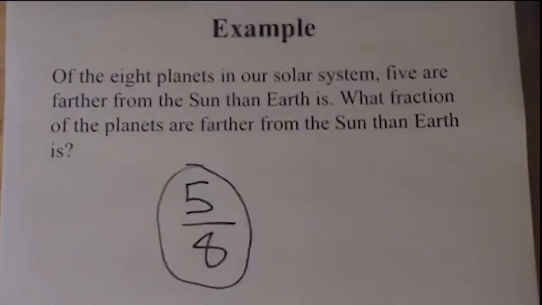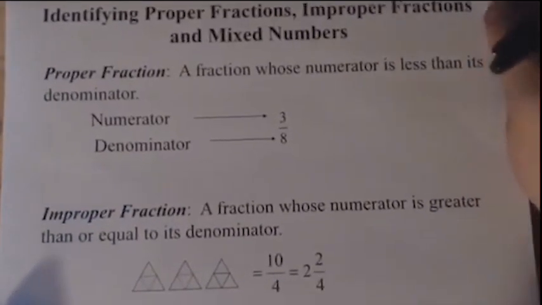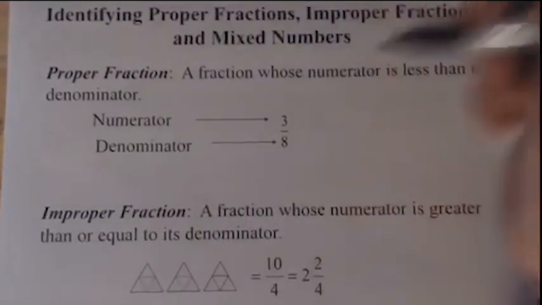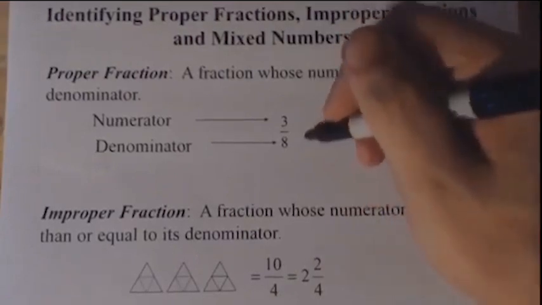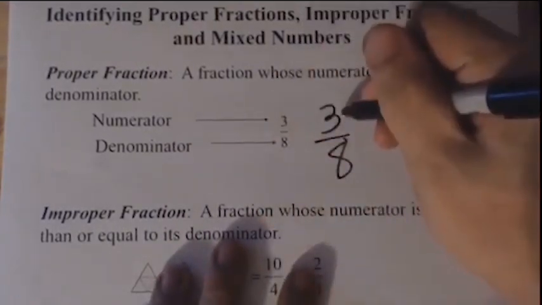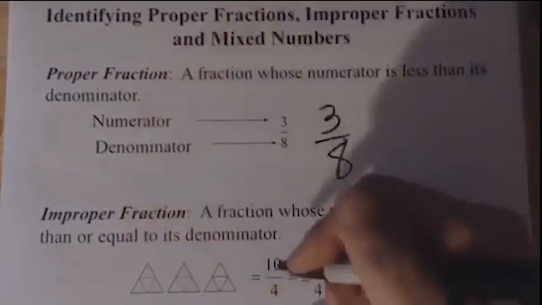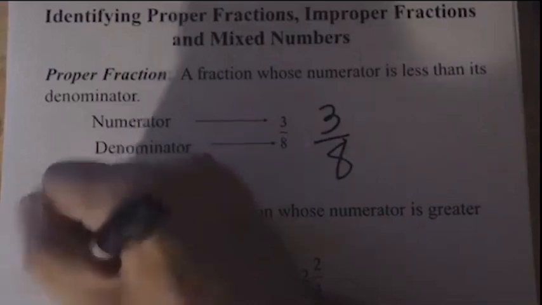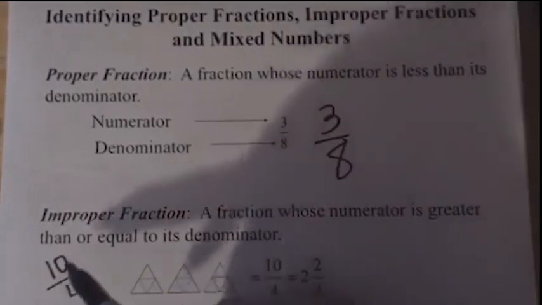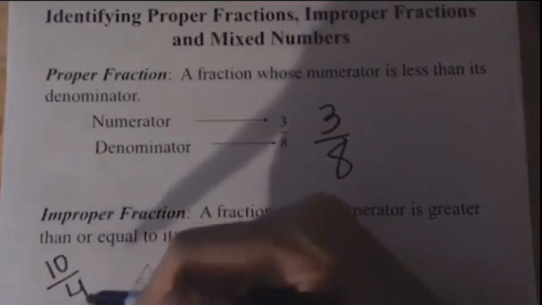Okay, now let's talk about the difference between proper fractions, improper fractions, and mixed numbers. So a proper fraction is one whose numerator is less than the denominator. So for instance, 3/8 would be a proper fraction because the top is smaller than the bottom. On the other hand, 10/4 would be an improper fraction because the numerator is not less than the denominator. So it's greater than or equal to the denominator.